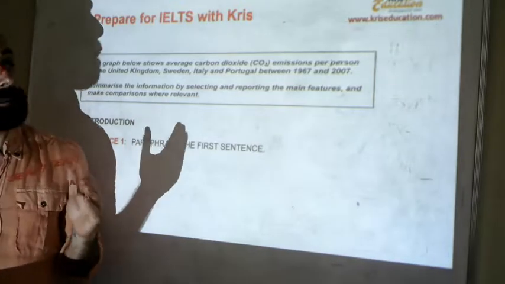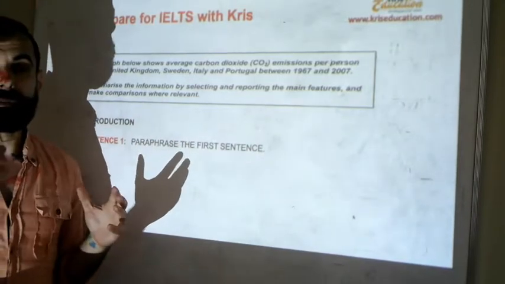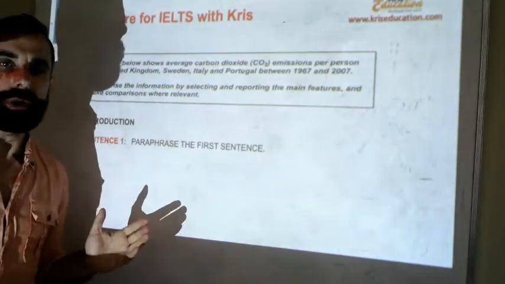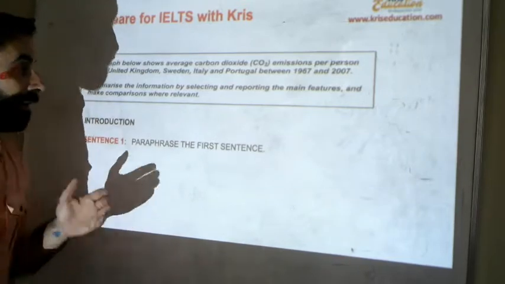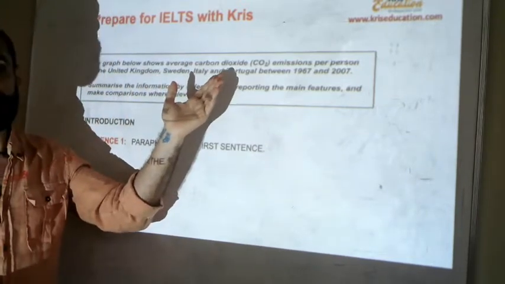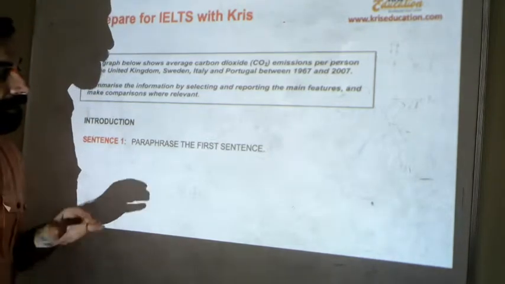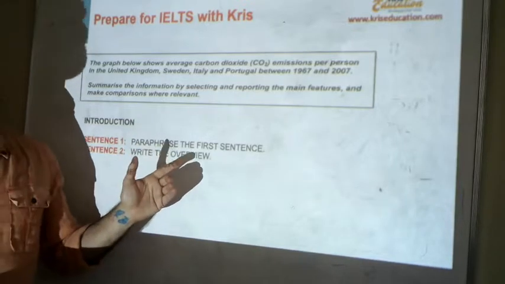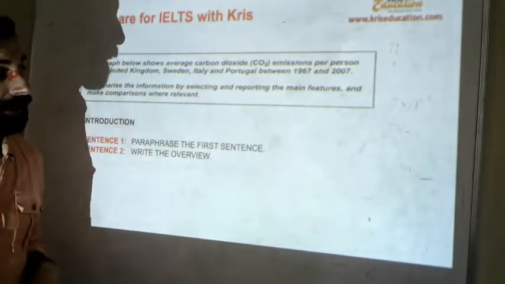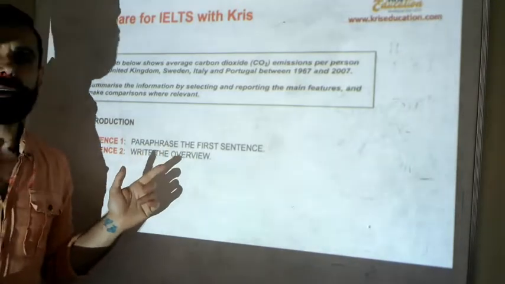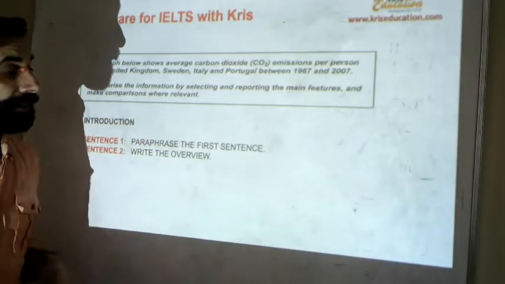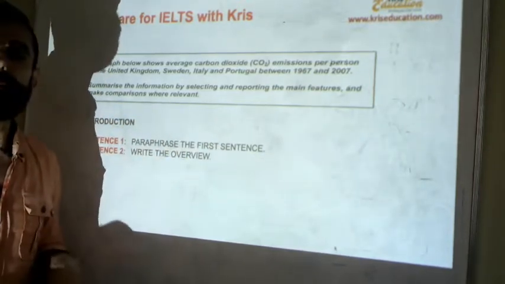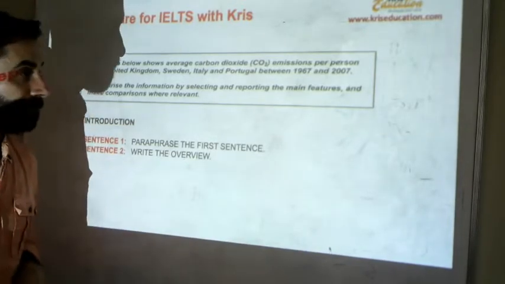During this lesson we will see how to use a kind of formula, a universal approach, to write the first sentence of the task 1, of the academic IELTS task 1. So this will be the focus of our class, and in the introduction of an IELTS task 1 academic test you also need to write the overview. So basically there are 2 sentences in the introduction. We will see how to write this sentence, and how to write the overview will be the focus of another IELTS lesson.